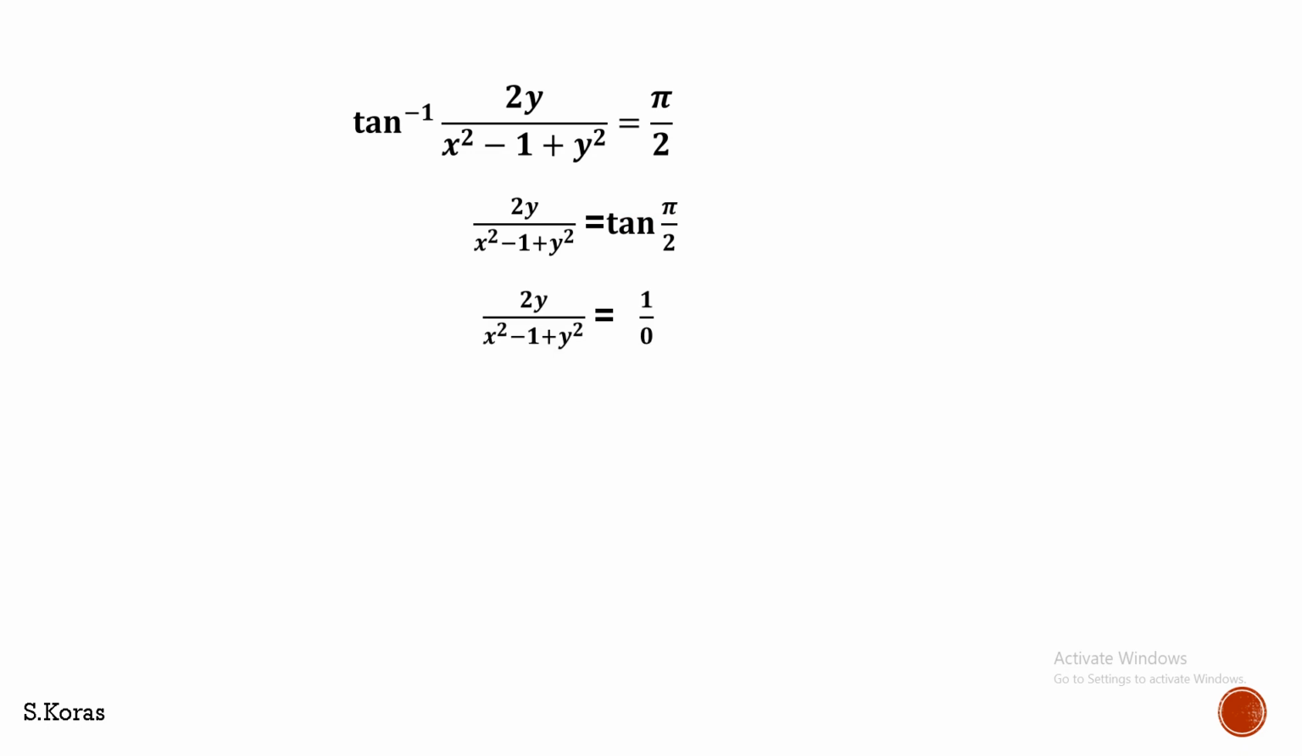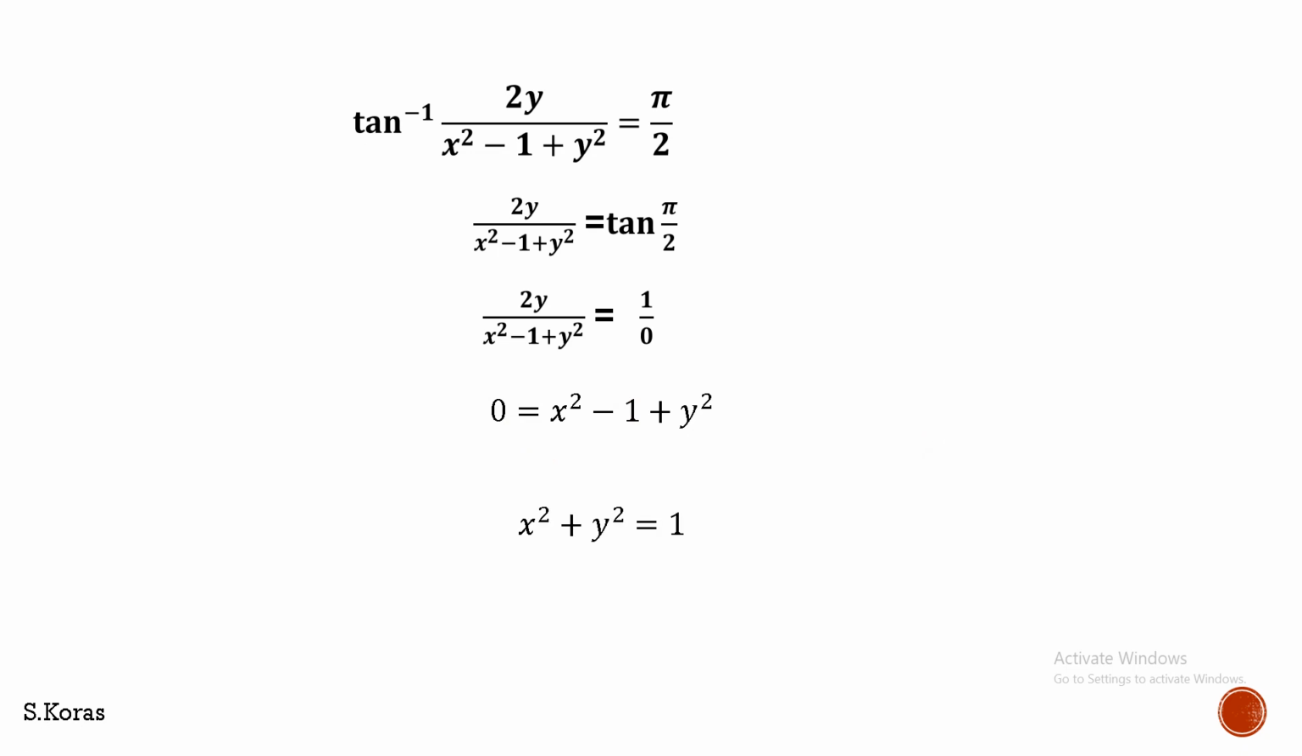So if you cross multiply, 0 into anything is 0, and if it comes this side, it will become multiplication, that is 1 into this will be equal to the same, that is x square minus 1 plus y square. So 0 is equal to x square minus 1 plus y square. If we bring this minus 1 this side, it will become plus 1, that is x square plus y square is equal to 1. Right.